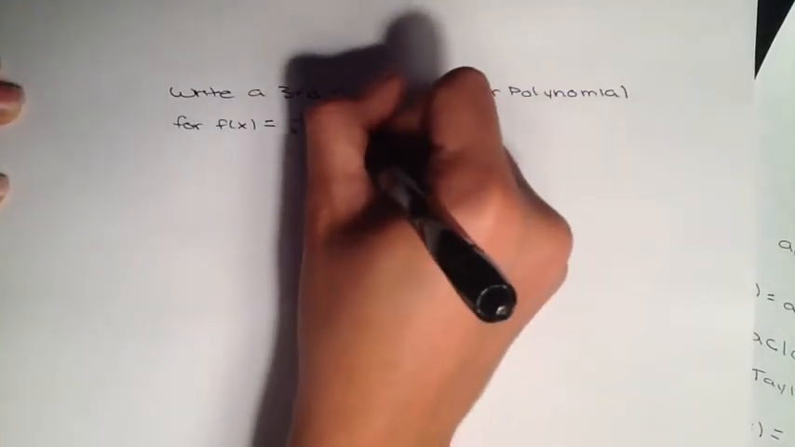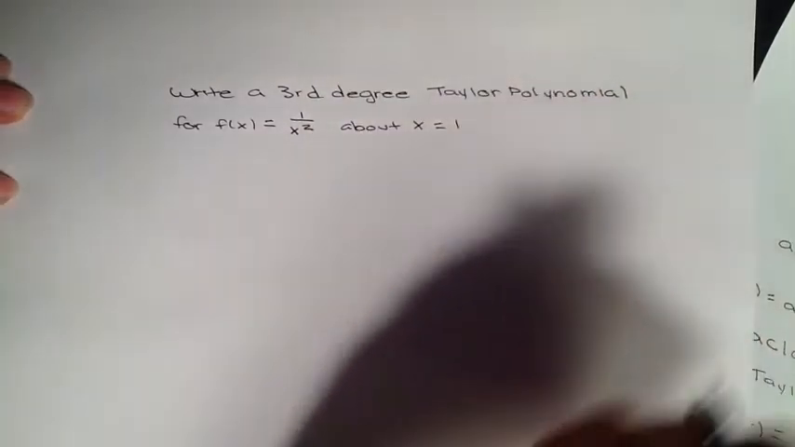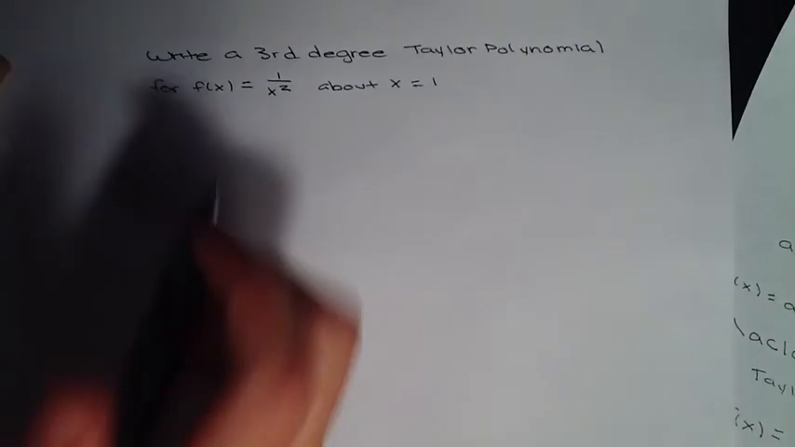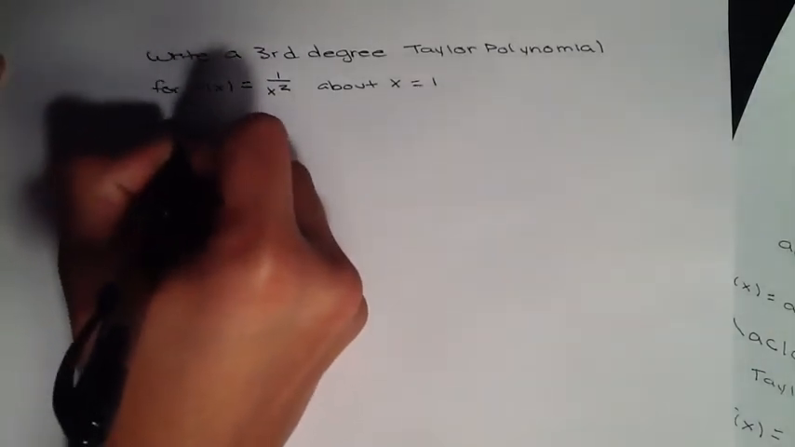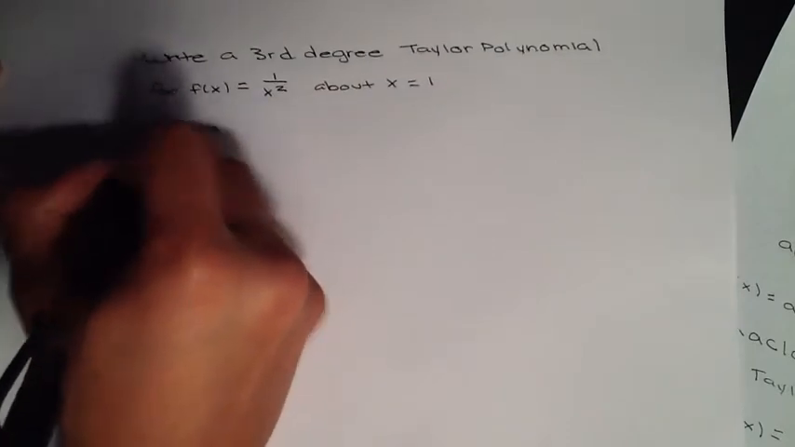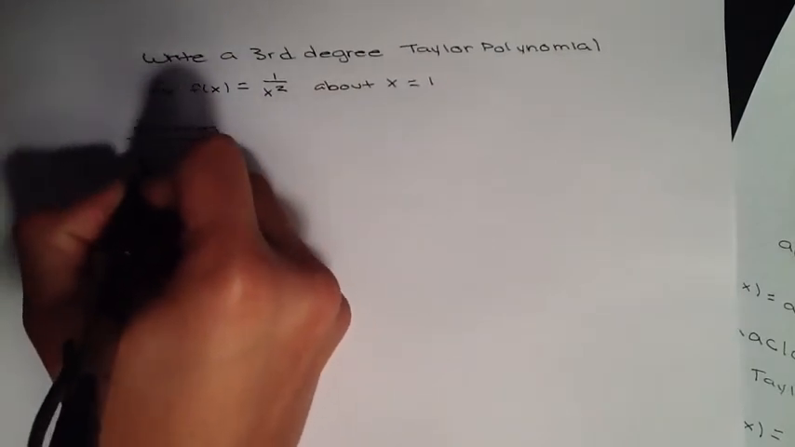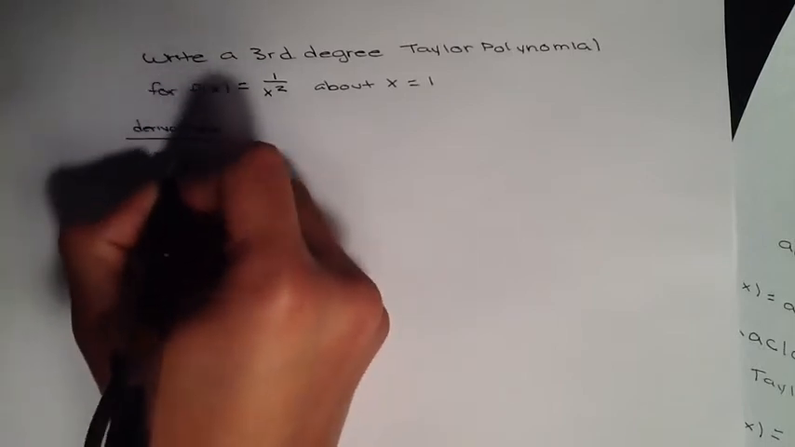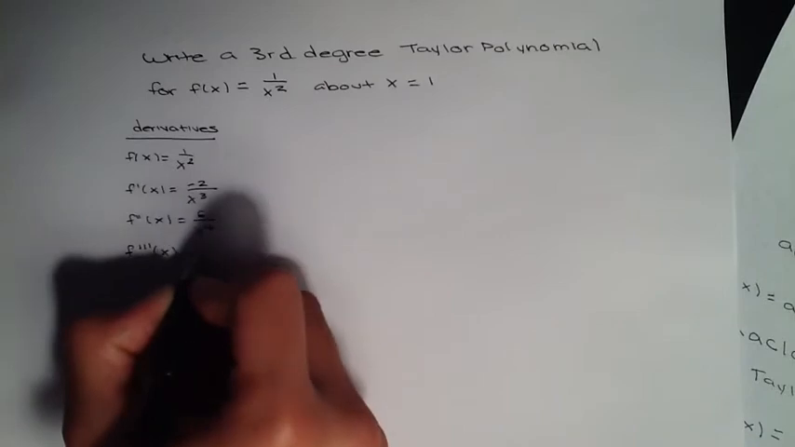So now let's try another example. This example says, write a third degree Taylor polynomial for f of x equals 1 over x squared about x equals 1. Taylor polynomials are very similar to Taylor series. Because this particular problem says write a third degree Taylor polynomial, we're going to take 3 derivatives of f of x.